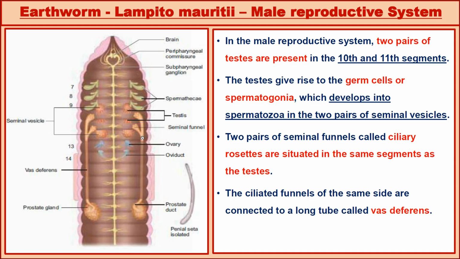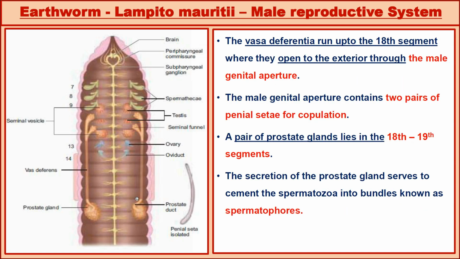The ciliated funnels of the same side are connected together to form a long tube-like structure called the vas deferens. This vas deferens runs up to the 18th segment, where they open through a male genital aperture to the exterior.